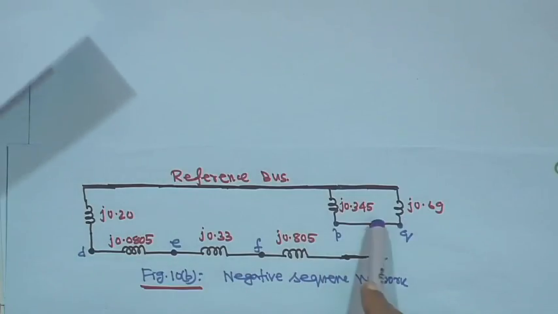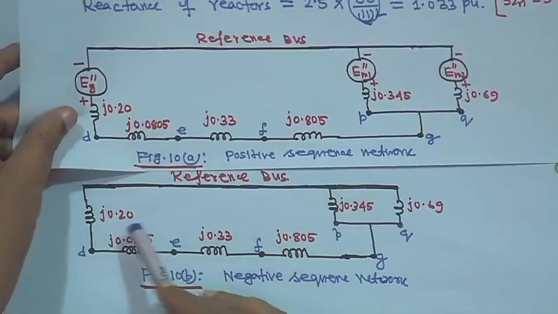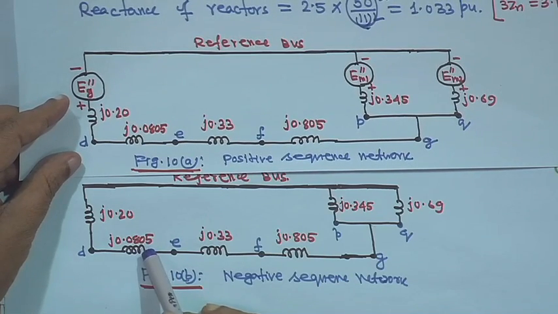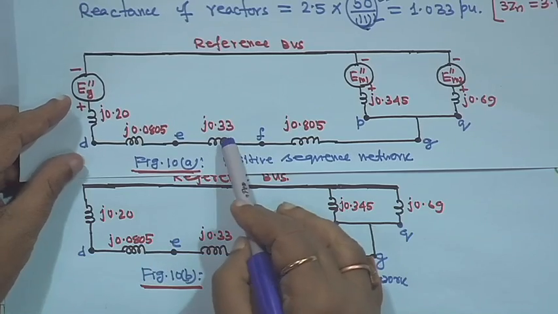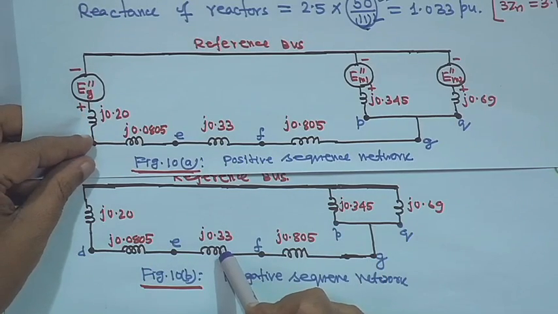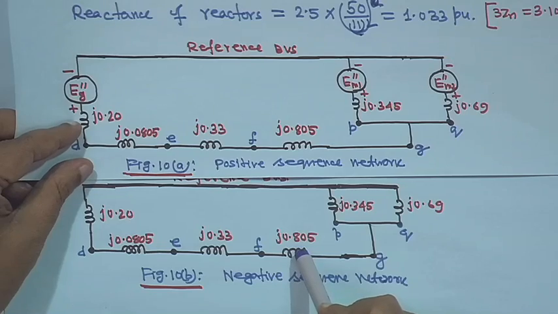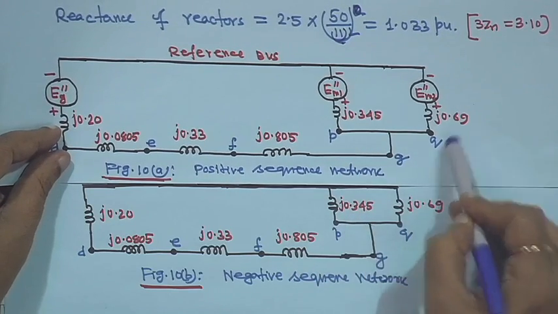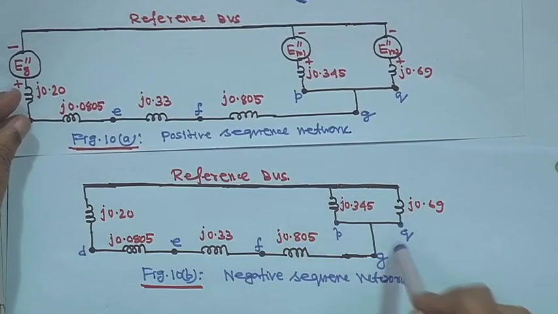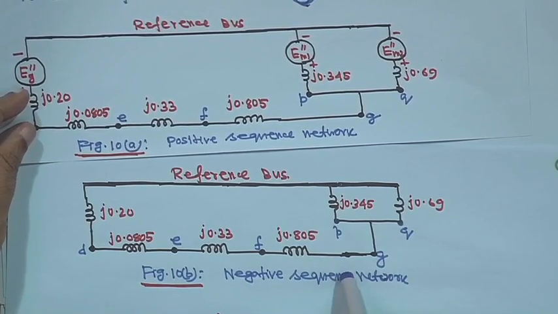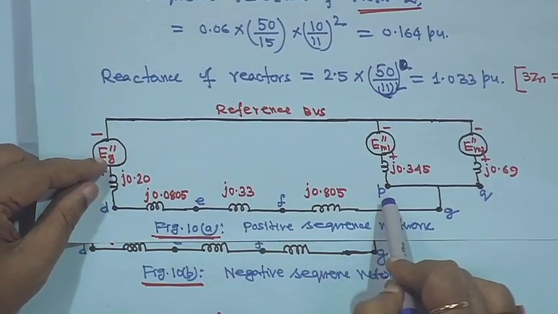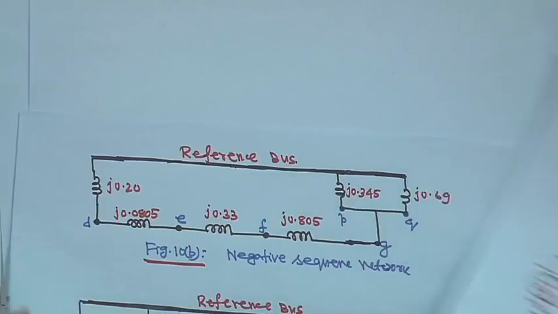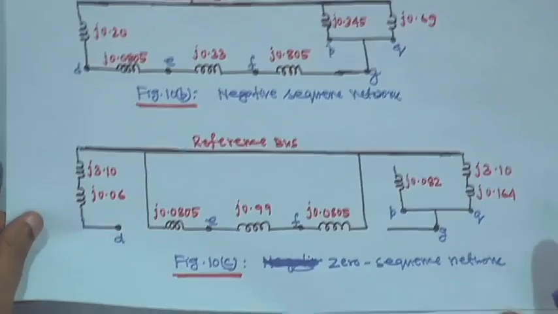So, only the voltage sources are not there. Here it was j0.20, here also j0.20; here it is j0.0805, here also j0.0805; here also j0.33, j0.33, j0.805, j0.805, j0.345, j0.345, j0.69, j0.69, connected to the reference bus. So, this is the negative sequence: no voltage source, but all parameters remain the same.